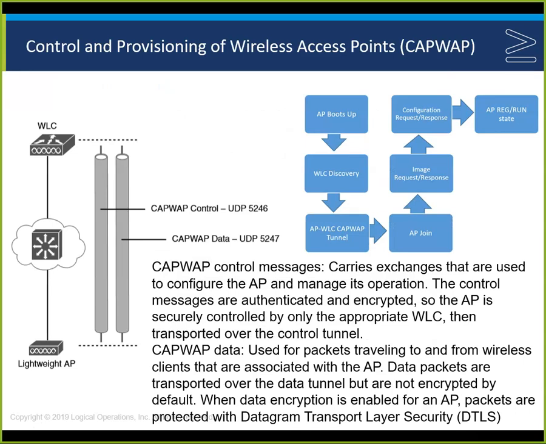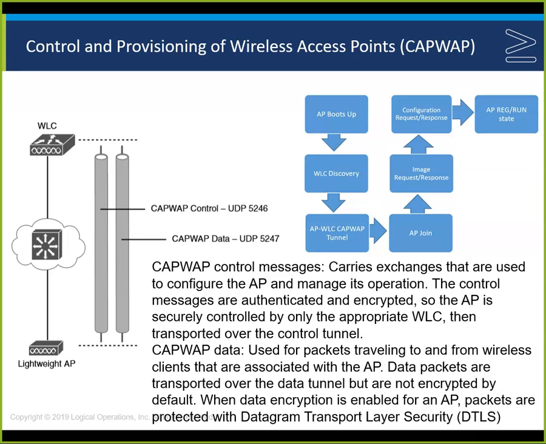The same thing that we just saw when we go through the process here. The AP boots up, and we do a wireless LAN controller discovery. It's going to look for one of these. The AP and wireless LAN controller CAPWAP tunnel is going to be the tunnel itself. We've got two tunnels over here. One is for control and one's for data. The control tunnel is going to be secure. It's going to be encrypted. The data tunnel isn't unless we do some other configurations with it. The tunnel is created. The access point's going to join. It gets the image request and response, configuration request and response, and then it's going to be up and running.